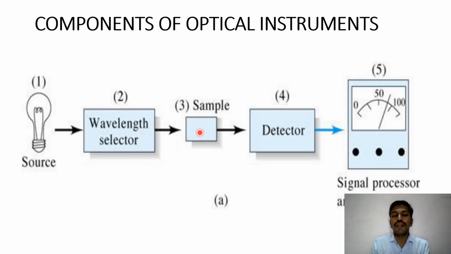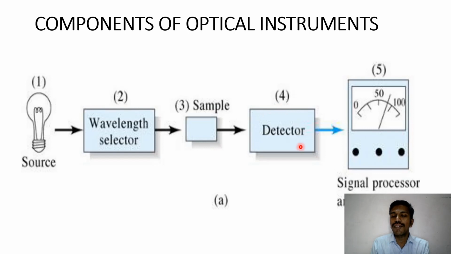This sample may react with the given light signal. Either the light may be absorbed, emitted or scattered. After the emission, scattering or absorption, the light signal goes to the detector. The detector is a transducer. What is a transducer? A transducer will convert a physical quantity into an electrical quantity.